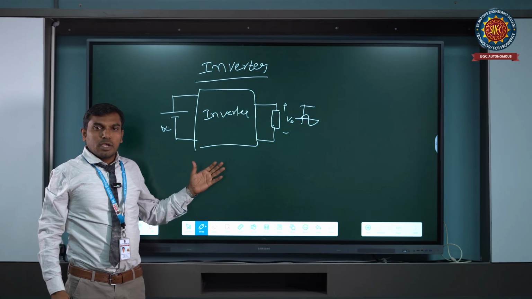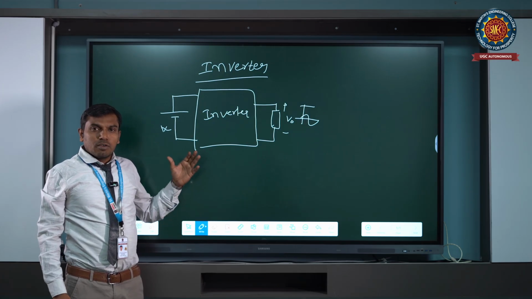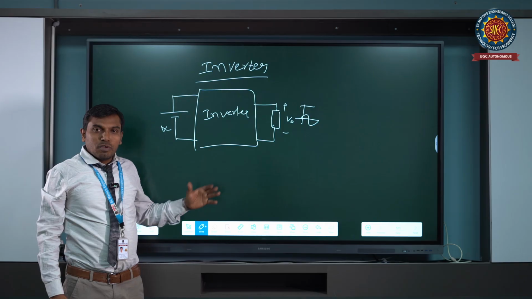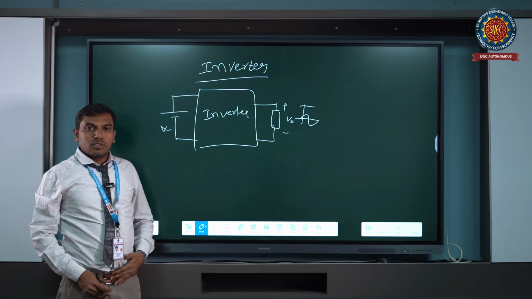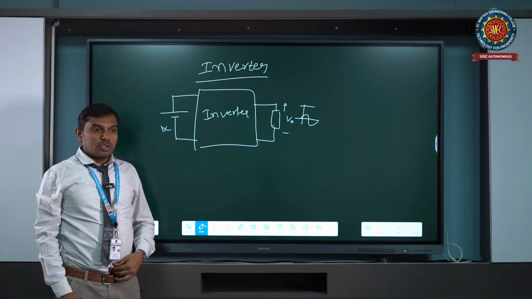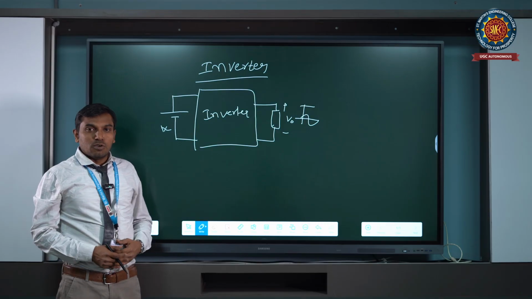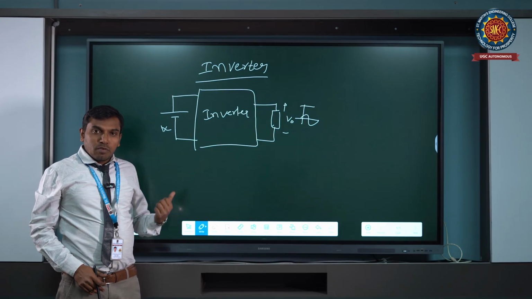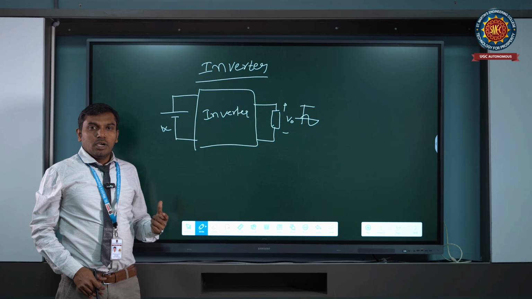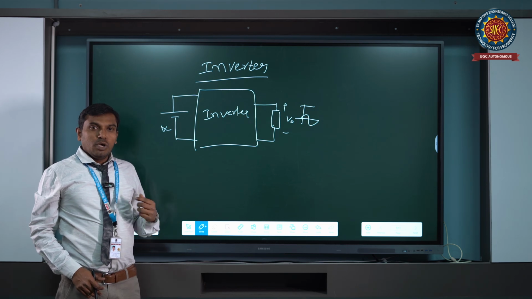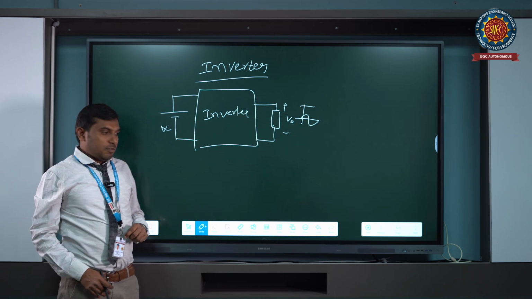It has various applications. In today's life, we have batteries, we have solar power, we have renewable energy sources. In all these sources, there is a requirement of an inverter because all our loads are AC loads. Therefore, this is a very important topic to study and also useful for our day-to-day life. Let us see.